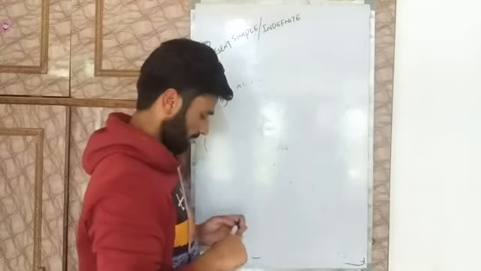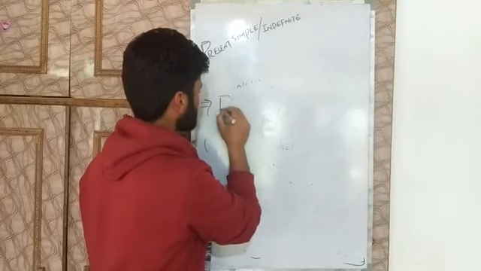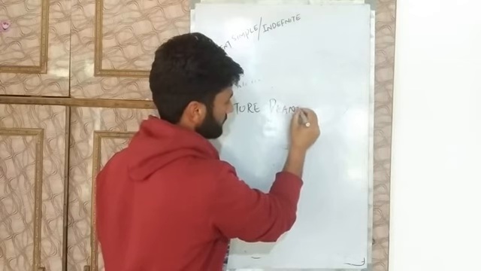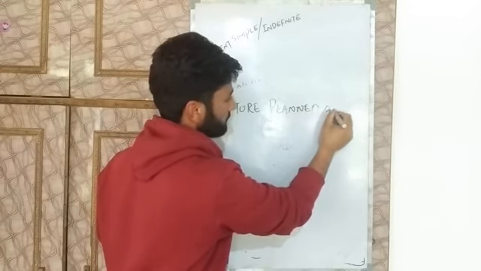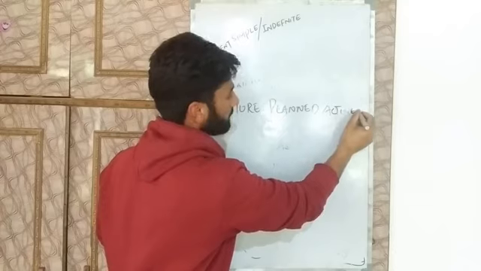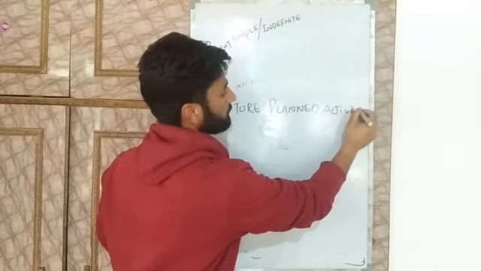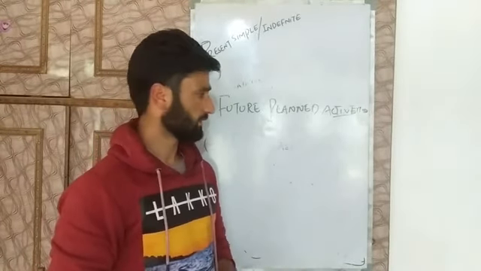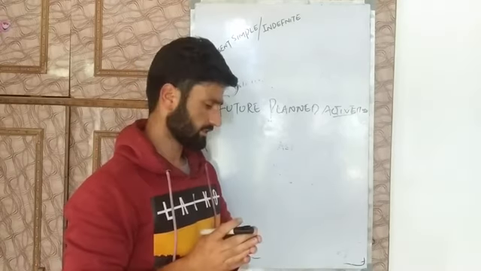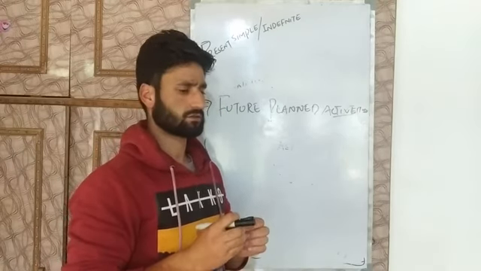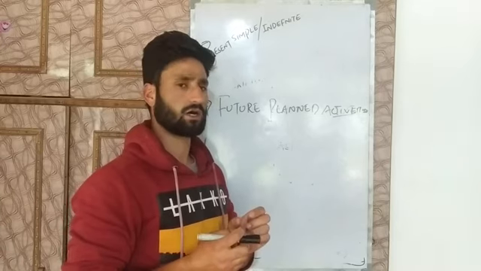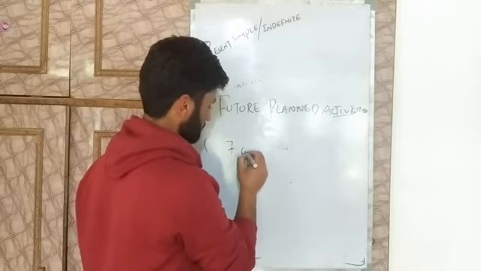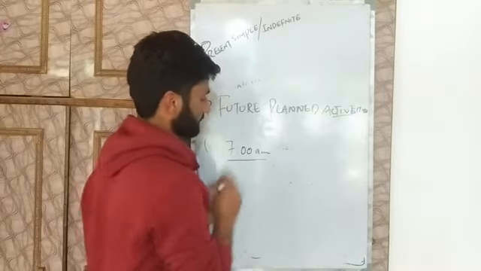Now, if I say you future planned activities, simple future planned activities, जिसको आप planned भी कह सकते हैं. V1, future planned activities. Now, what does this mean? This means, for example, take an example in your mind that early in the morning, the time is 7 a.m.